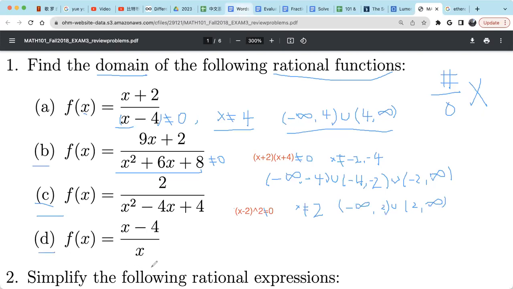For D, just x cannot be zero. That's it, right? X cannot be zero. And we represent it in interval notation as negative infinity up to zero, union zero up to positive infinity.